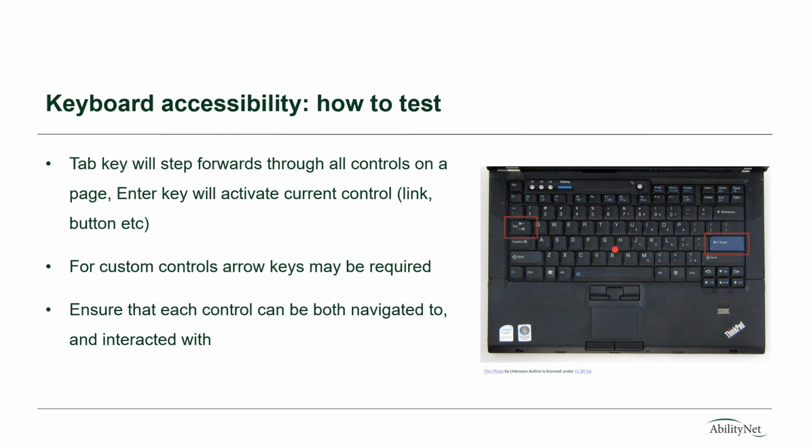So that's really how you test for keyboard accessibility. All that we're looking to do is make sure that we can tab to everything. If we can use a mouse to interact with it, can we then tab to it and use a keyboard to interact with it? If we can, that would be considered a pass.